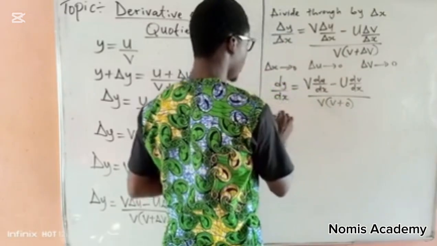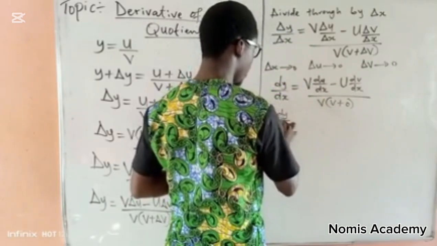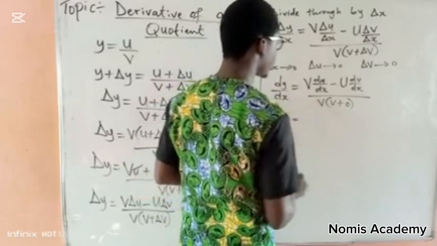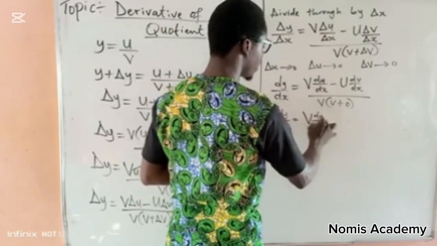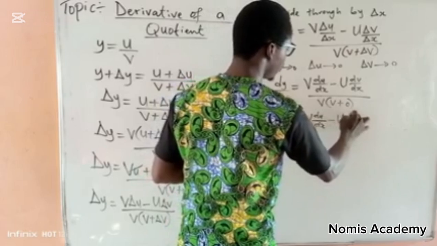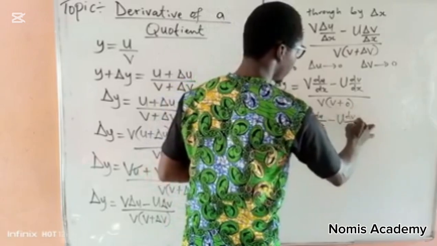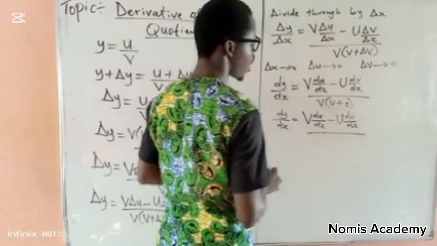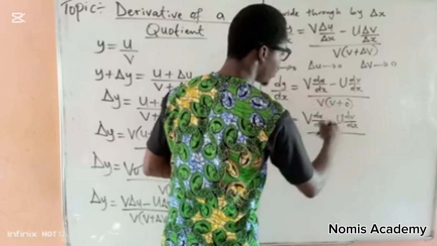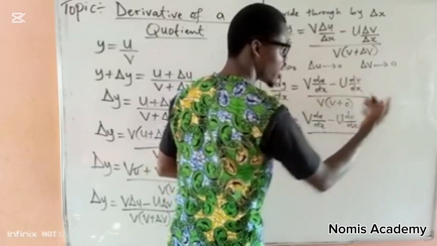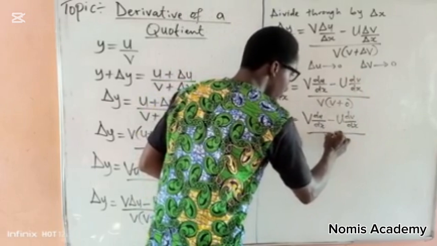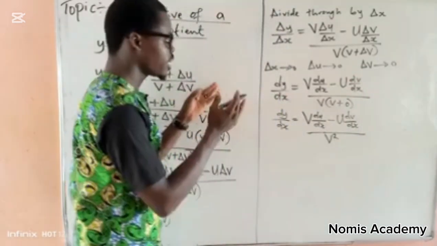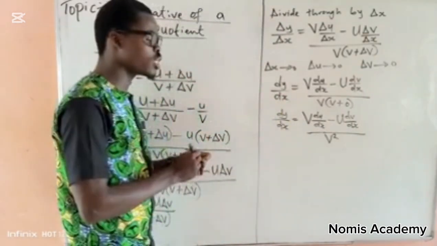So finally we have our dy over dx, which is equal to v du over dx minus u dv over dx, all over v times v, which is v squared plus 0. Anything that adds to 0 is still the same thing. So we have v squared. This is what we call the quotient rule.